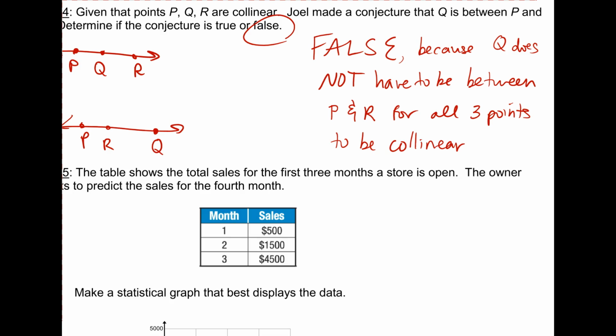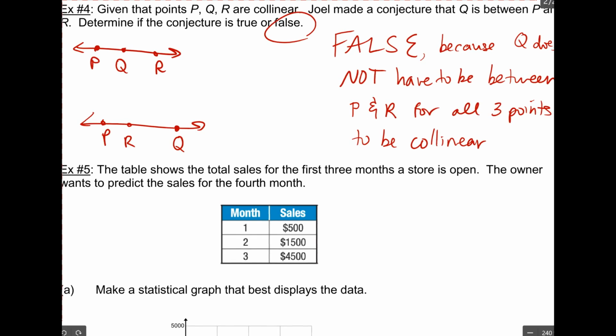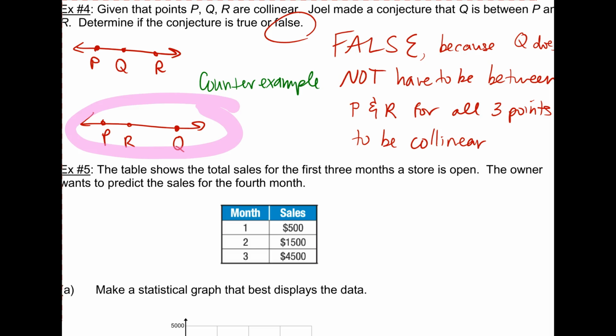Okay, so what I drew, this second one that I drew right here, this is called a counterexample because I gave an example that showed why it's false. Counterexample. So I'll do a more straightforward one. Here's an easy one.